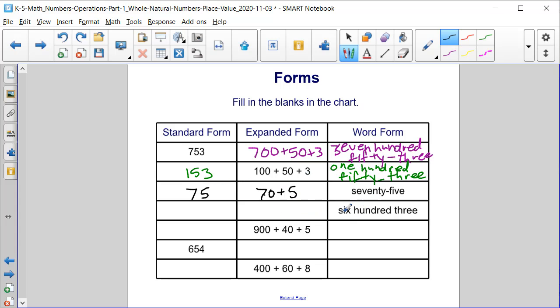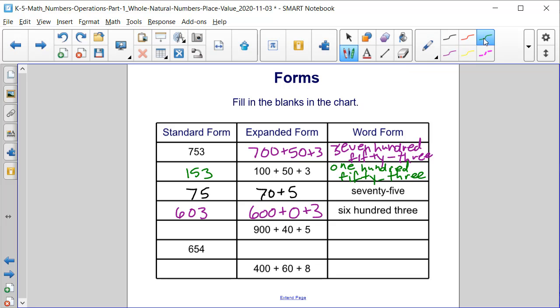Now let's look at the next row that we have. Again, it's given to us in word form, 603. So that would be 600. There are no tens, so let's put a 0 in that column and 3 in the ones column. And that can be written in expanded form as 600 plus 0 plus 3. And again, the number 603.